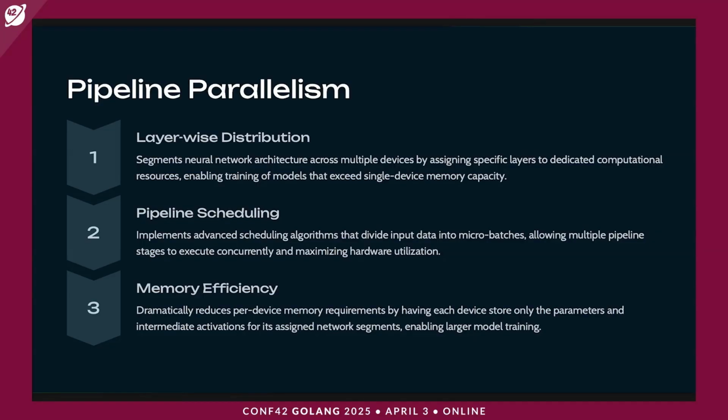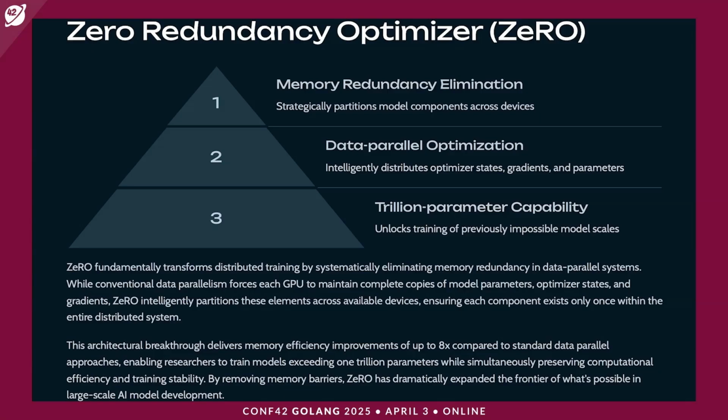Next came the approach of ZeRO. This was done to basically kill the redundancy. Traditional data parallelism meant each GPU would keep full copies of the model, the gradients, and optimizer states. And as you can see, it was wasteful. So ZeRO fixes this by splitting those elements across devices. Now each GPU only stores a slice of the model and data. It's like dividing a textbook among students instead of everyone carrying all of them. This leads to 8x better memory efficiency and makes trillion parameter models more trainable.